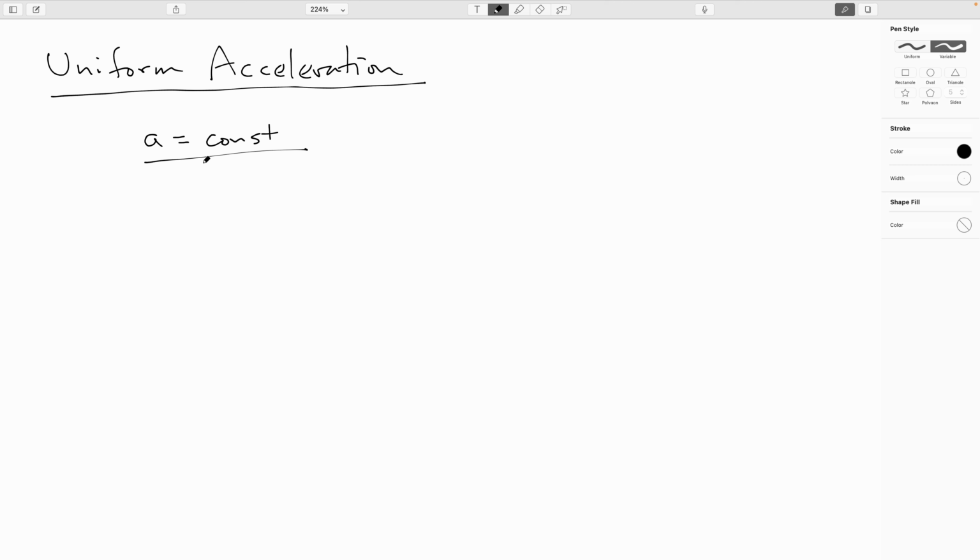But I do want to be clear, our condition for uniform acceleration and everything I'm going to be doing in this video is going to depend on the assumption that the acceleration is a constant. And this is a special case.